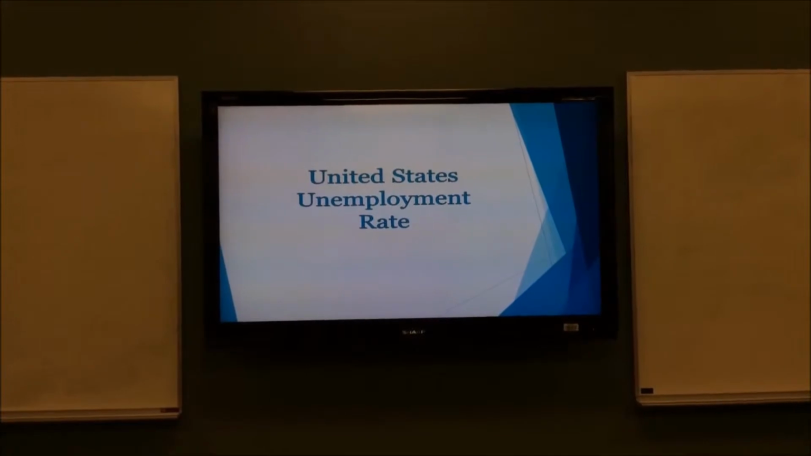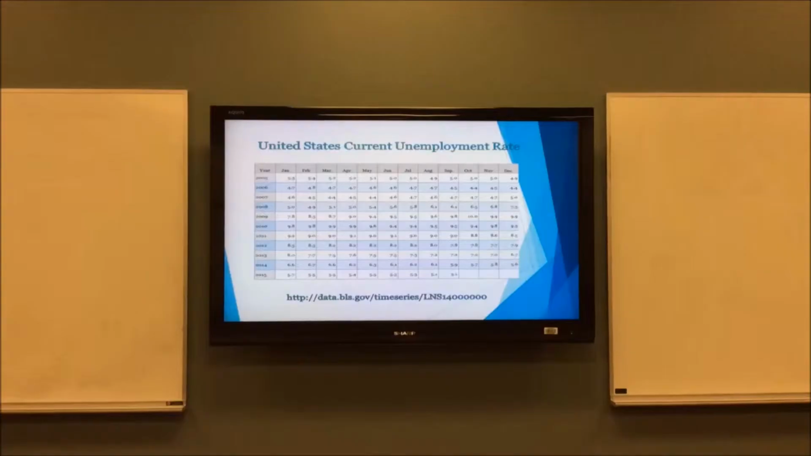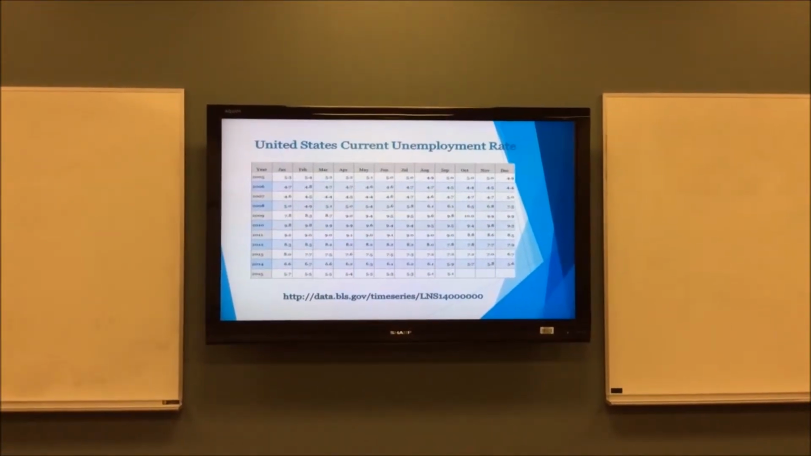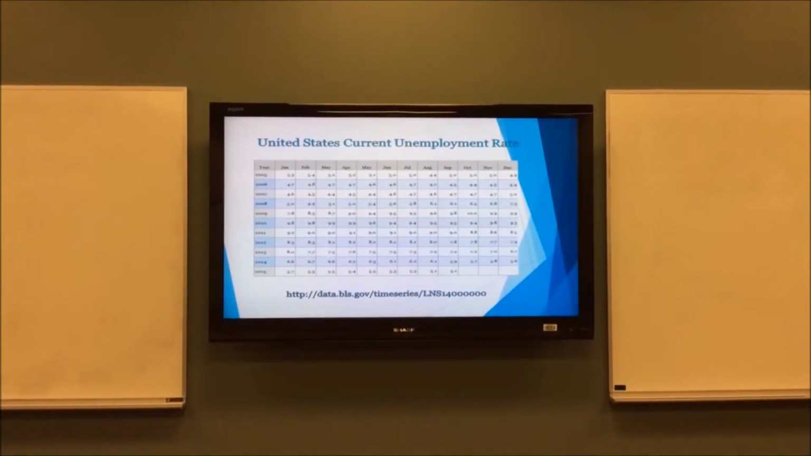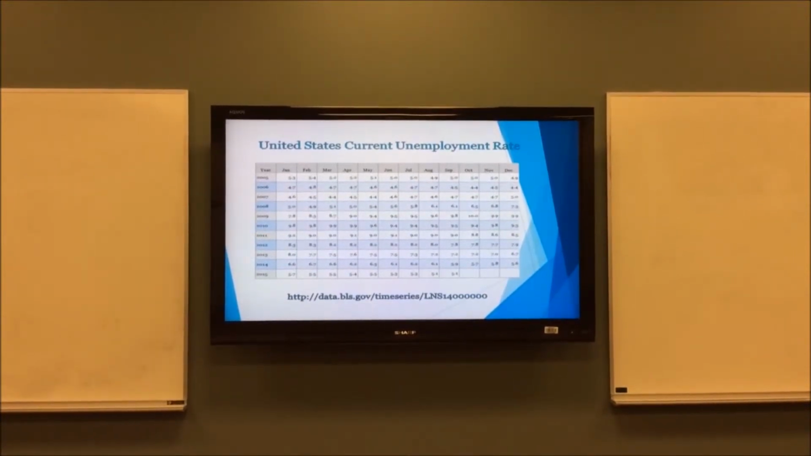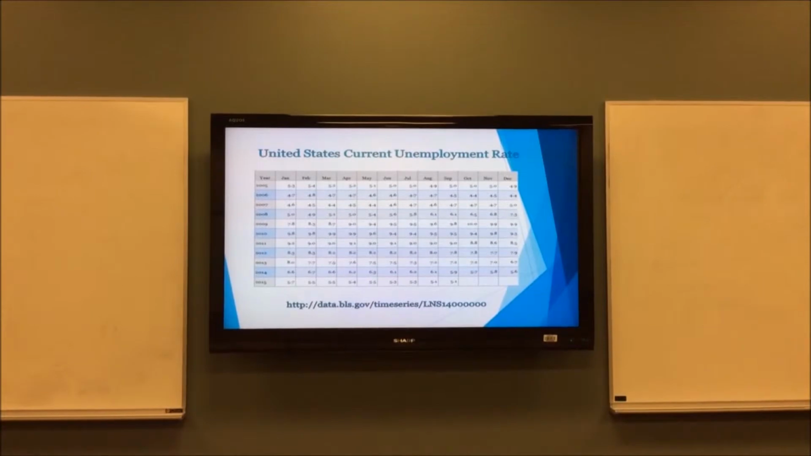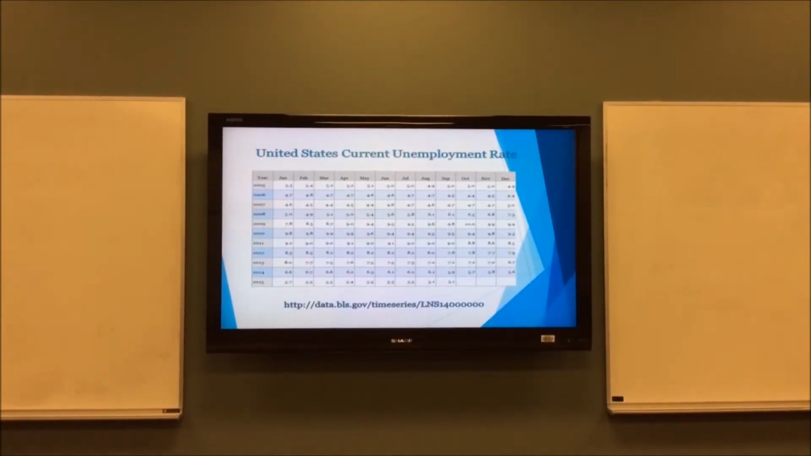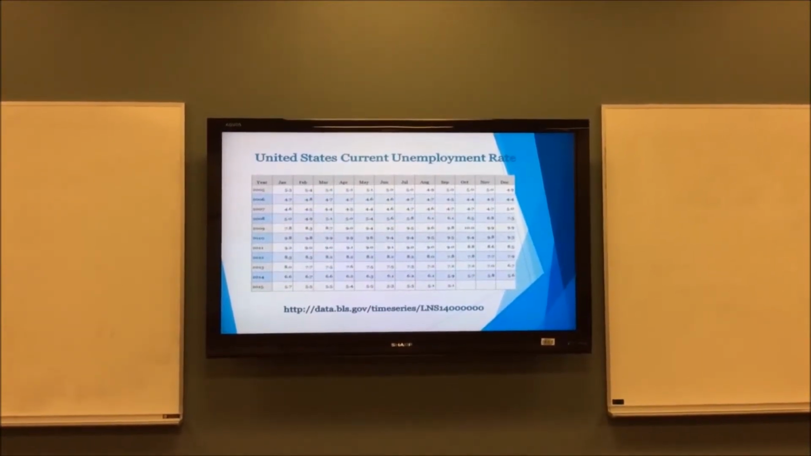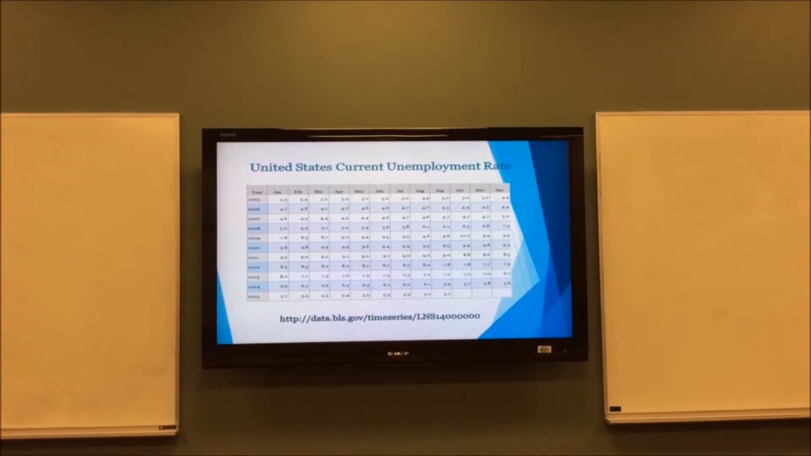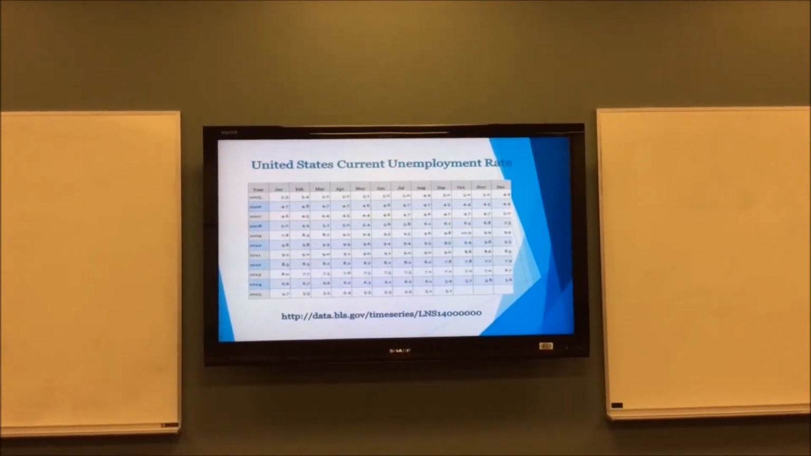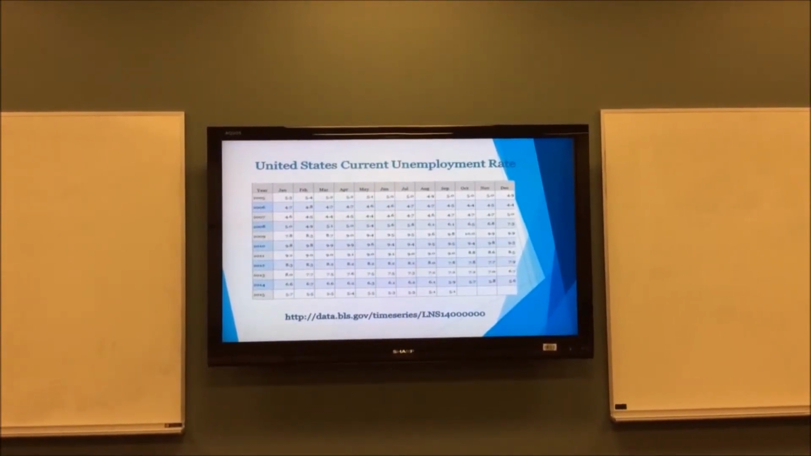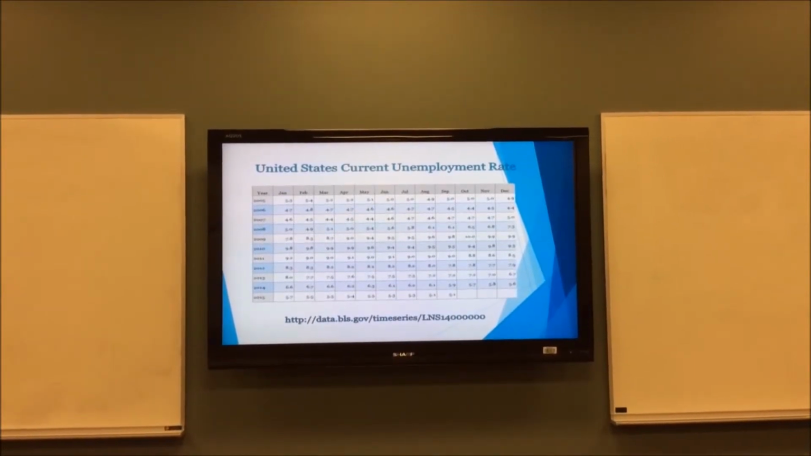Now let's focus on the United States unemployment rate. United States current unemployment rate. This graph starts at the year 2005. In January, the rate was 5.3%. That year it ended at a low of 4.9%. In 2006 it started at 4.7% and ended with 4.4%. In 2007 there was an increase. It started with 4.6% and ended at 5.0%.